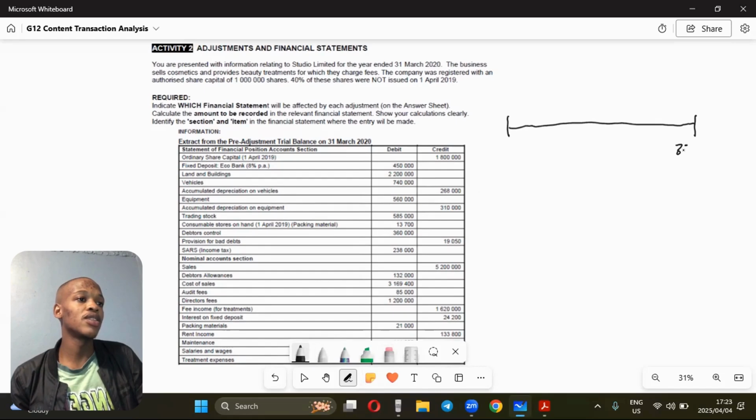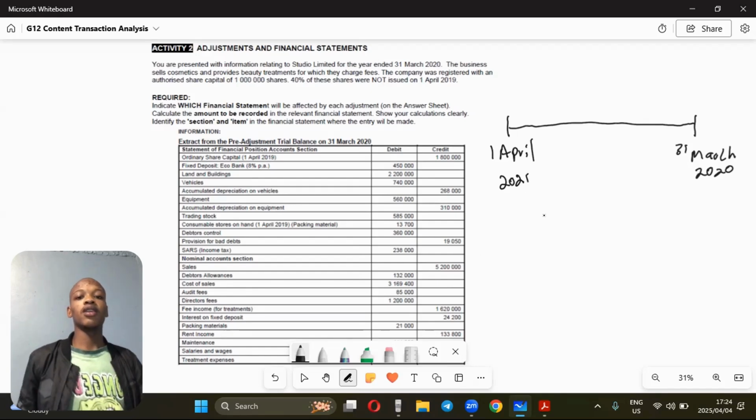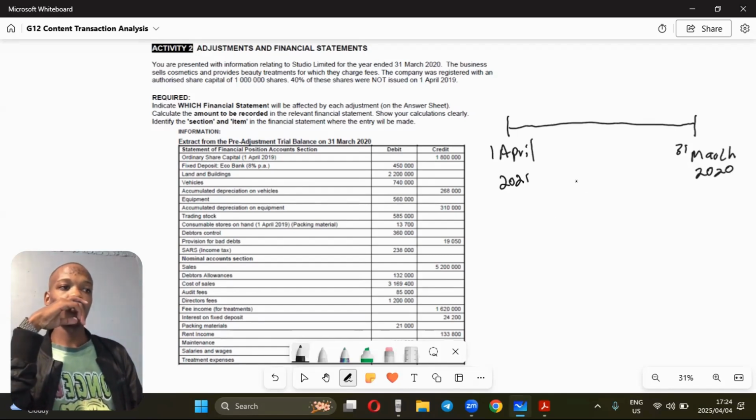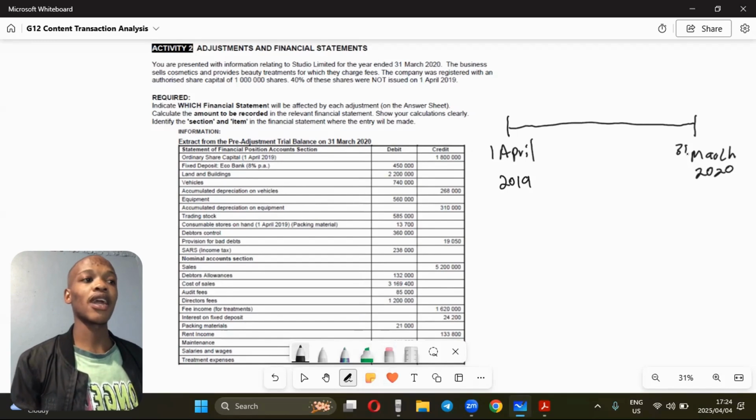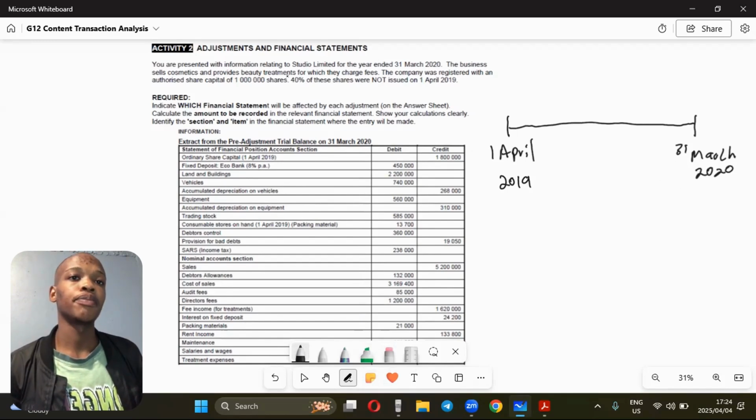It's ending on the 31st of March 2020, which means it began on the 1st of April 2019. That was the year COVID started, in March 2020.